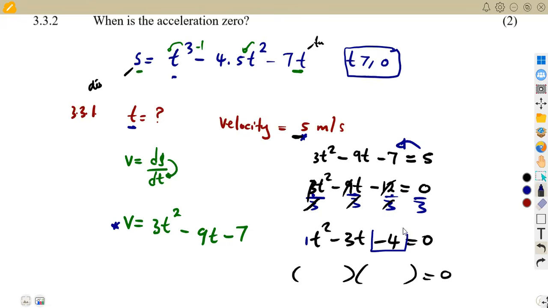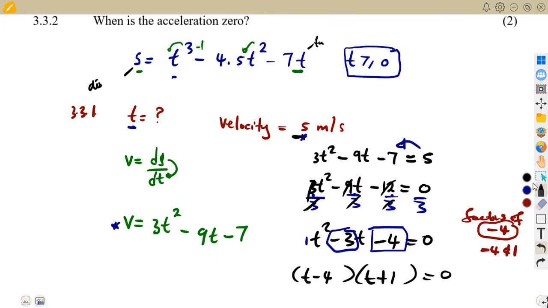We have factors of negative 4 here, which give us negative 3 when added. So factors of negative 4 which will add up to negative 3: we have got negative 4 and 1. If we add these two, they give us negative 3. If we multiply, we get negative 4. So we've got (t minus 4)(t plus 1) equal to 0 in this case.